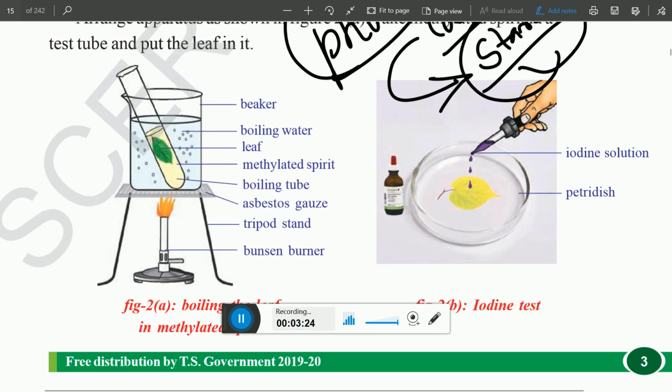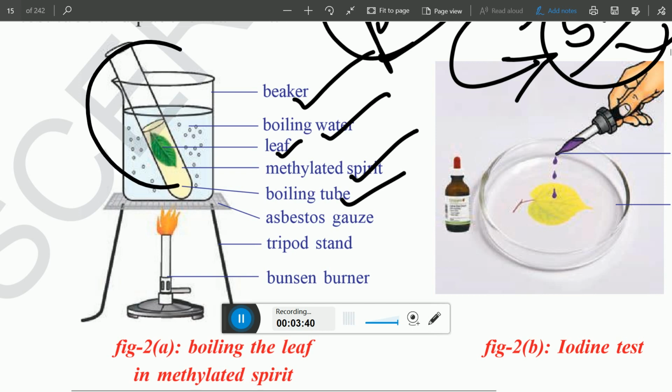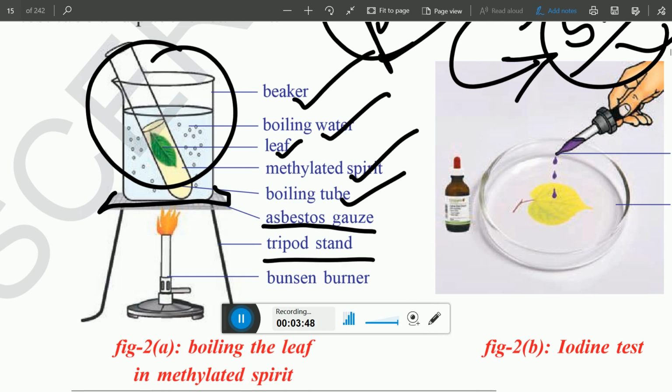For that, what we need here, you can see clearly a beaker which is filled with water, and we will insert a test tube which is filled with methyl spirit, and then we will put a green leaf, and then the entire setup we put onto an asbestos gauge. That means it is a wire gauze, and then we will arrange that on a tripod stand. Then we will arrange one Bunsen burner.